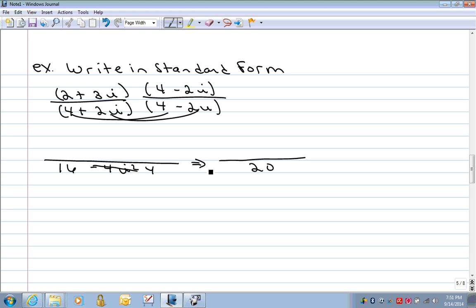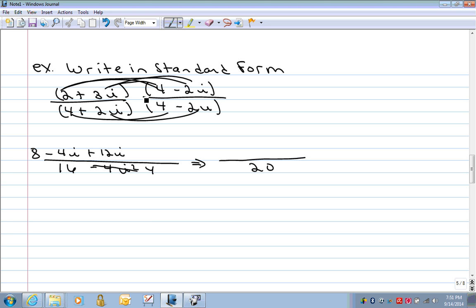Now let's look at the numerator. The numerator, because they are not conjugates, we will have to just do old-fashioned FOILing. So we're going to multiply first times first, which would be 8. And then first times last, which would be 2 times negative 2i, which would be a negative 4i. Then we're going to do the second times the first. So 3i times 4 would be a positive 12i. And then 3i times negative 2i.